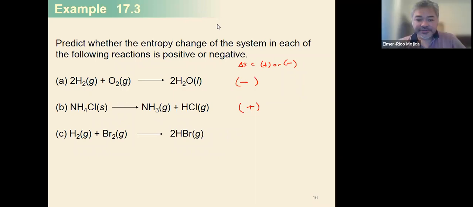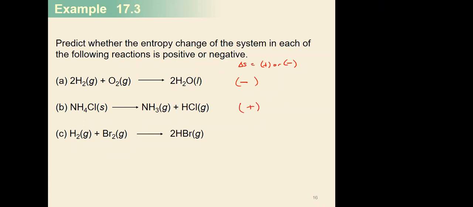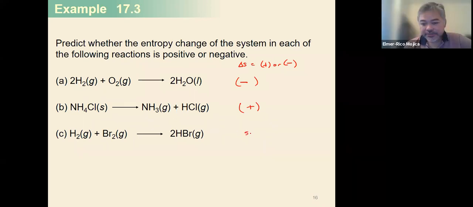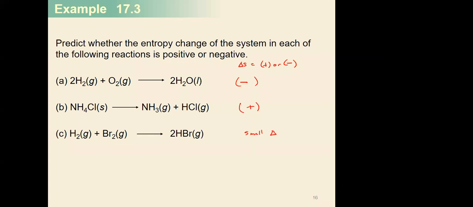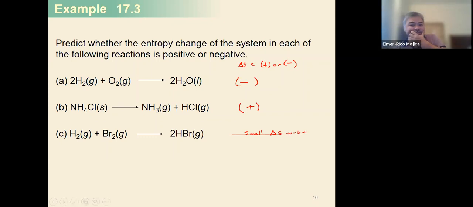Okay. And this one. So it's similar to the last problem that we have. We cannot predict whether it is positive or negative, but it will be a small delta S value. That's the one that it tells us about.